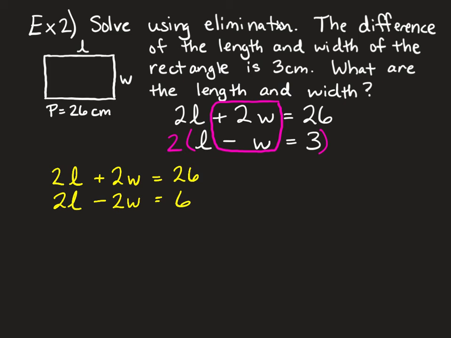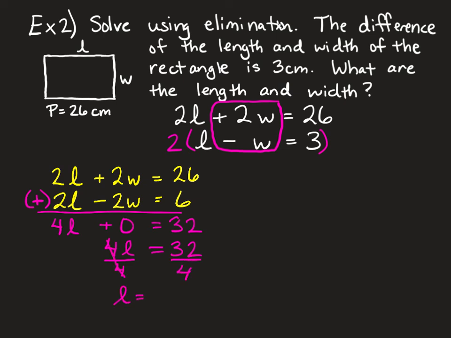Since I did that, I can actually add these two equations now. So 2L plus 2L is 4L. 2W minus 2W is 0. And 26 plus 6 is 32. So we get that 4L equals 32. Divide both sides by 4. And L is 8.